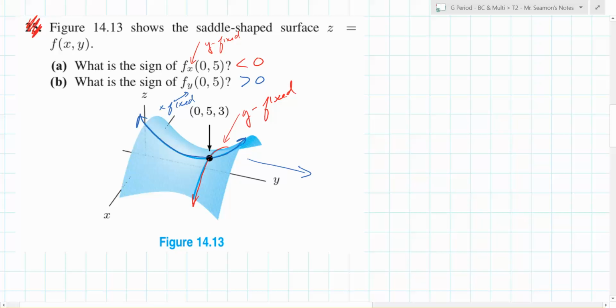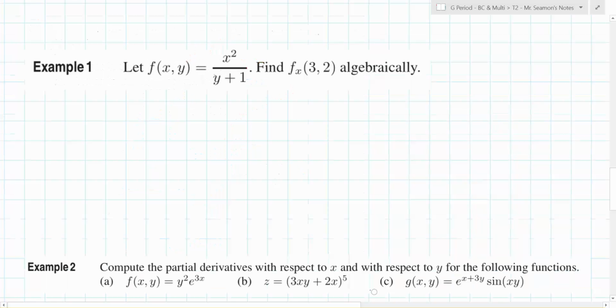Does that make sense? So you have to look at what's going on at this point as x increases. As x increases, it's going downhill. You fix it. And what's happening as y increases here? It's going uphill. Kind of make sense a little bit? Okay, good. I'll do the same thing and use the limit definition, which is important that you realize still applies here. But in terms of finding partial derivatives, can you do them algebraically?